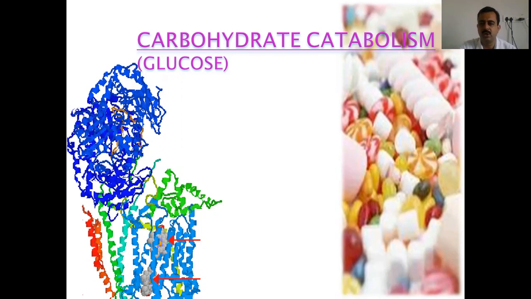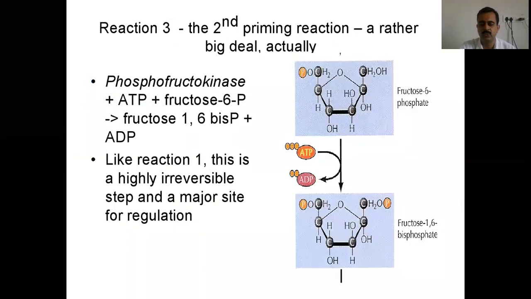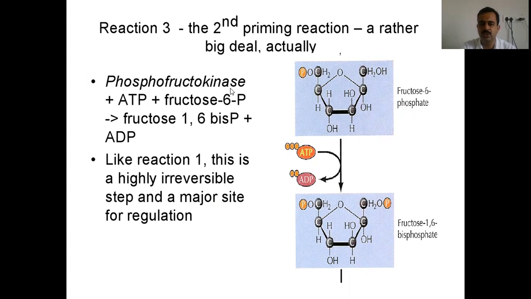Let us continue with the same part of catabolism of glucose. Reaction 3 is the second priming reaction, and this is rather a big deal, because phosphofructokinase plus ATP plus fructose 6-phosphate gives fructose 1,6-bisphosphate and ADP. If you see the structure of fructose 6-phosphate, it gains a phosphate, as an ATP has been utilized here, at the sixth carbon.